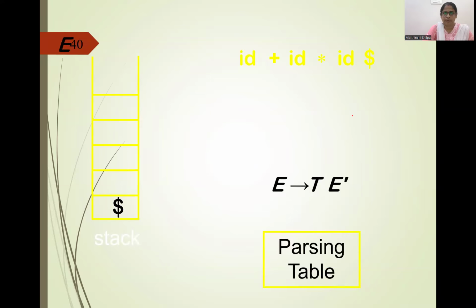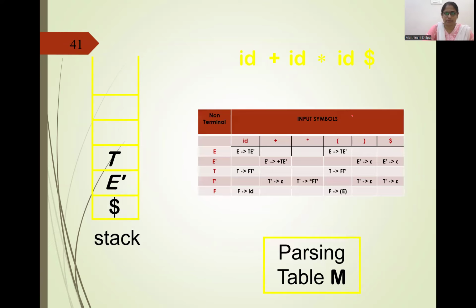See, E is popped out and E dash will be inserted into the stack. Then T will be inserted. That means in the reverse order, the right hand side of the production will be stored.